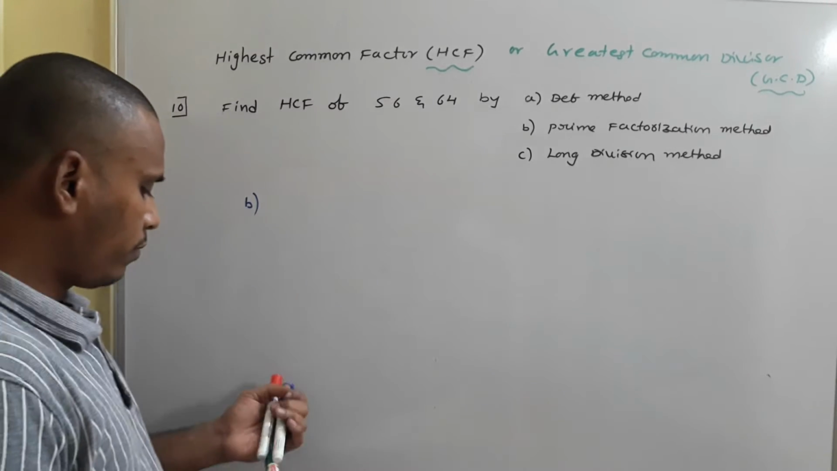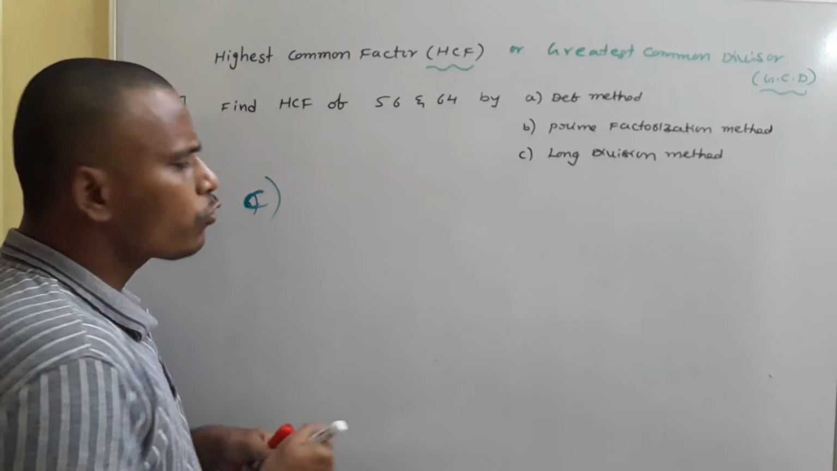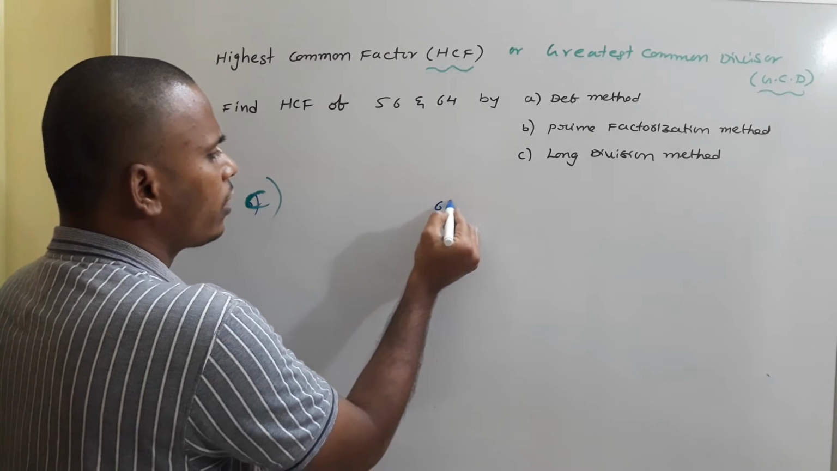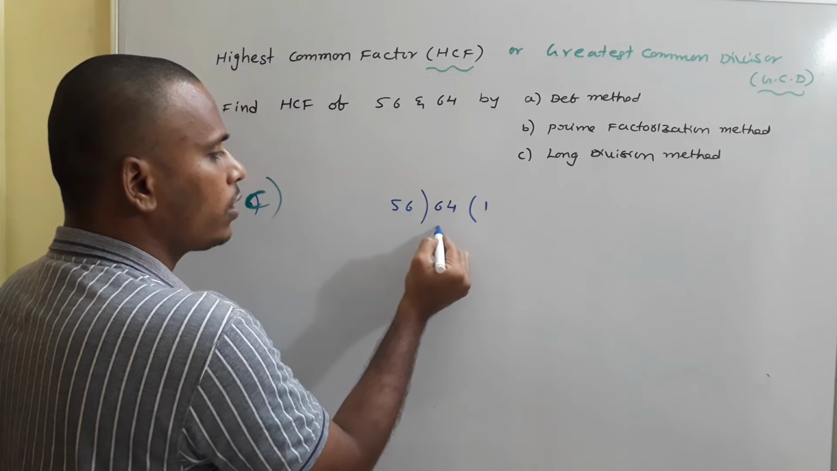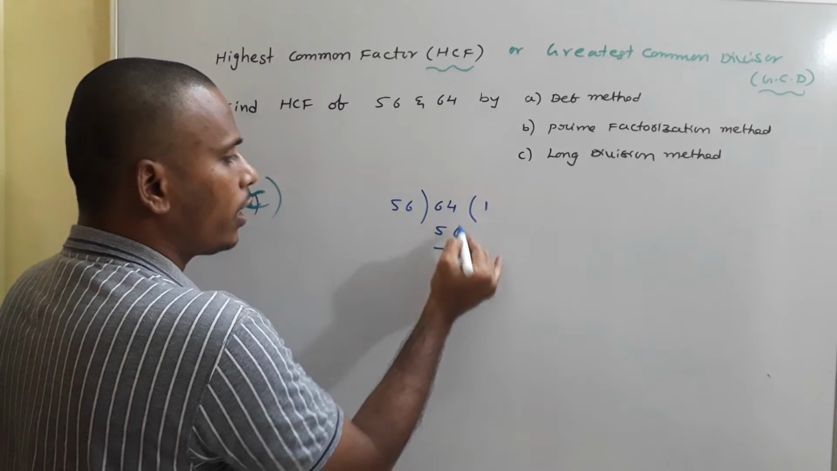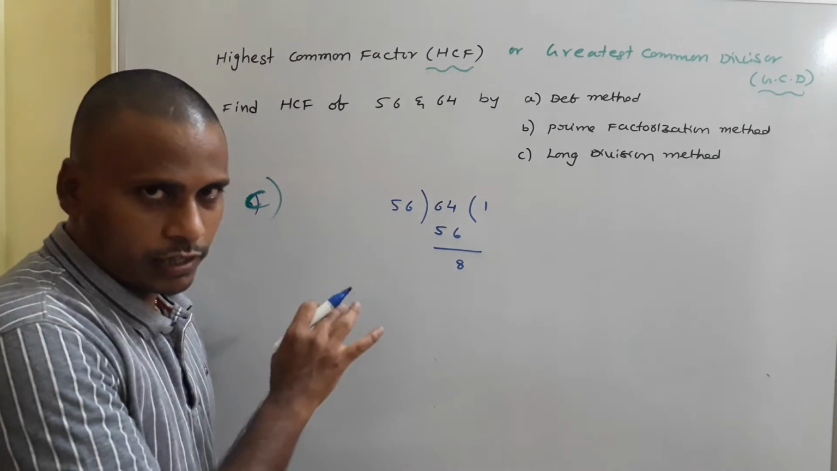Okay, see, long division method for 56 and 64, you just divide, that's it. You just divide 64 by 56. 56 once is 56 and the difference is 8. This is the first division, the first step of division.